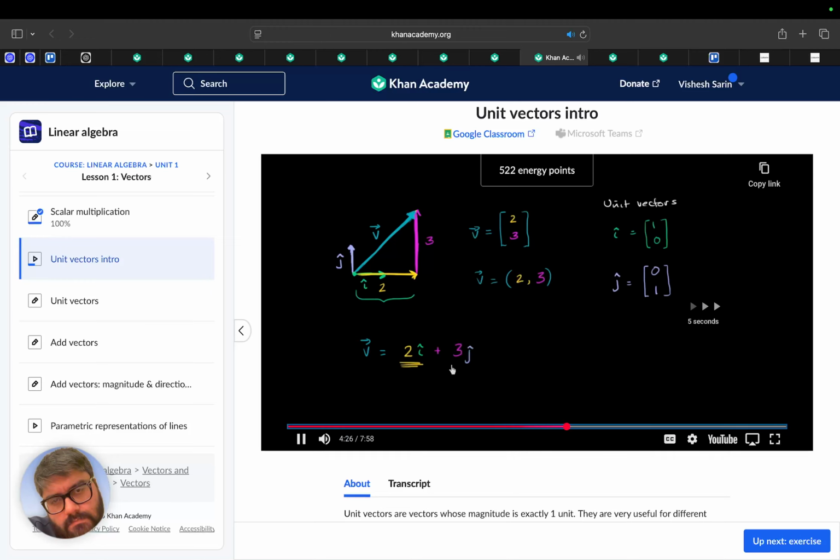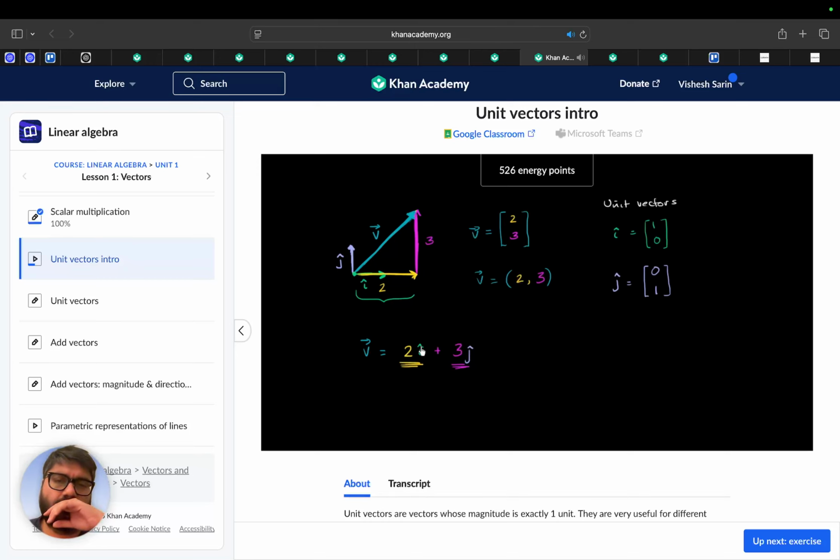Once again, you have 2 times i with this little hat over it, plus 3 times j with this little hat over it. i is the unit vector in the positive horizontal direction. If you want to go the other way, you multiply it by negative, and j is the unit vector in the vertical direction. As we'll see in future videos, once you go to 3 dimensions, you'll introduce a k. But it's very natural to translate between these two things. Notice 2, 3, 2, 3. And so with that, let's actually do some vector operations using this notation.